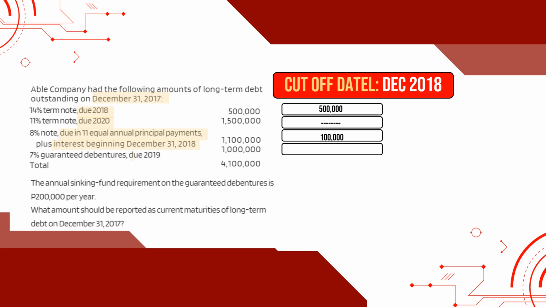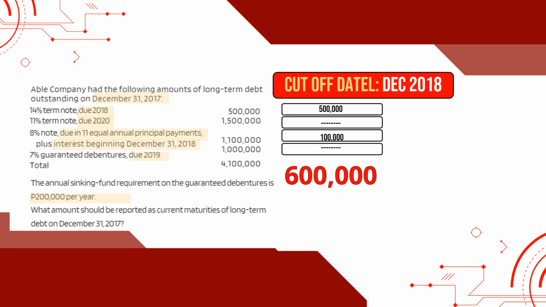Right? And then the debenture, nothing was said about it, so we will ignore it. They may say that you have an additional requirement, etc., but the idea is, it doesn't matter. It's due 2019, so this is not a current liability. So your current liability is 600,000.